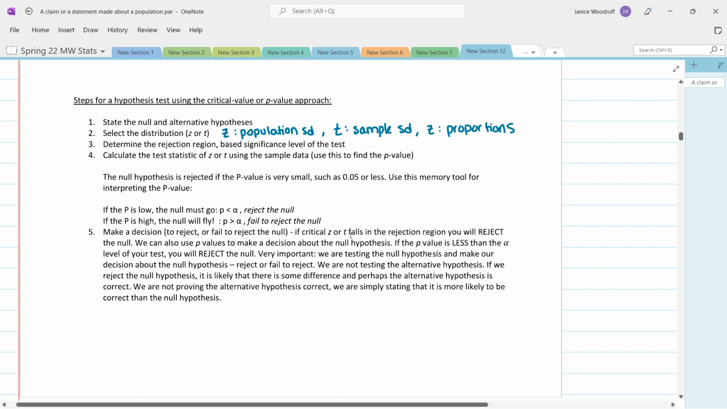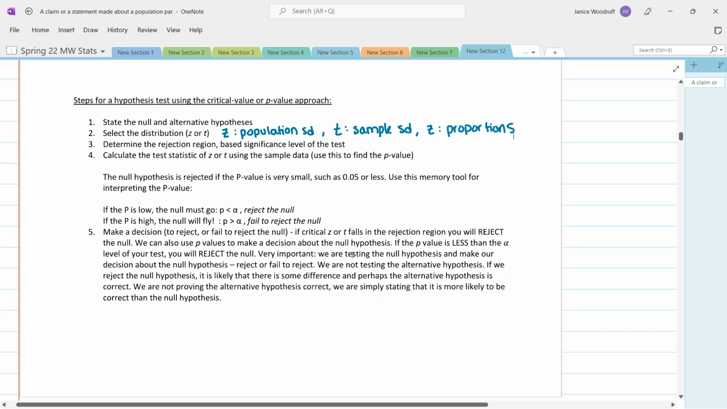If critical Z or T falls in the rejection region, you'll reject the null. We also use p-values to make a decision about the null. If the p-value is less than the alpha value, you will reject the null. Again, it will fall in that rejection region. Very important, we're testing the null hypothesis. Okay, we reject or fail to reject.